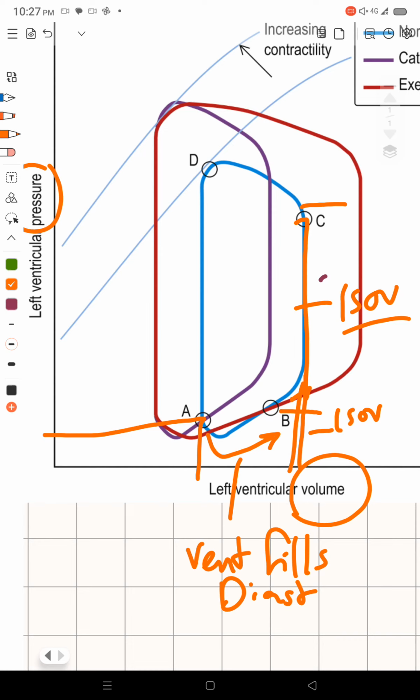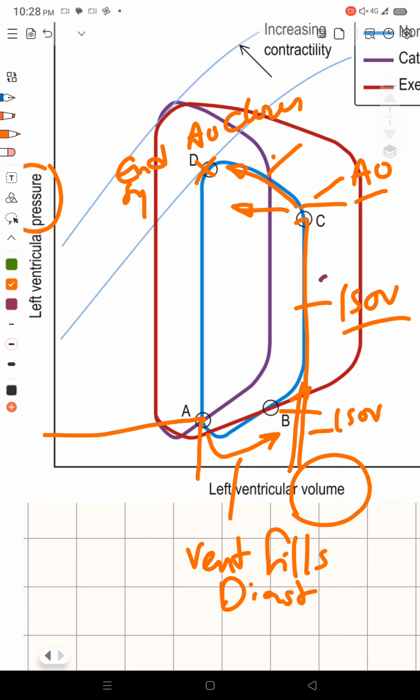After that, what happens? The aortic valve opens. Here the aortic valve opens, and the blood is ejected into the aorta. So what happens to the volume? Actually, when blood is ejected from the ventricle, the volume declines. So the loop will go in this way. So this is systole. With continuity of ventricular contraction, the pressure gets a little bit higher till the aortic valve closes. When the aortic valve closes, here is the end of systole.